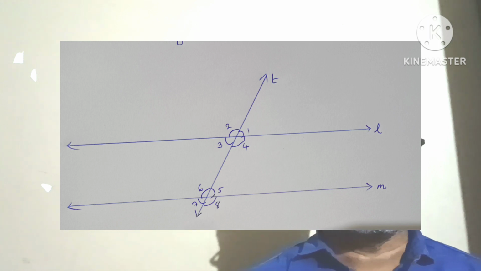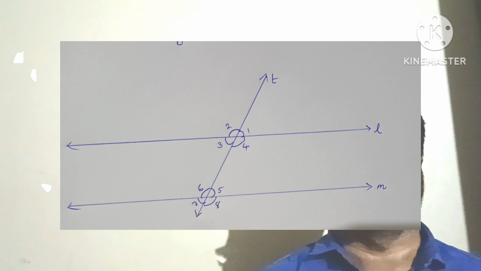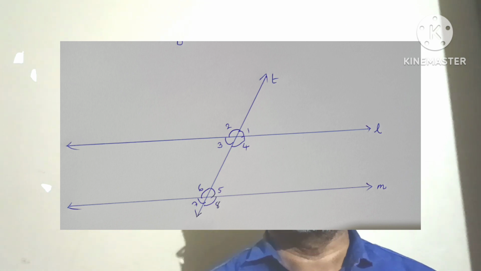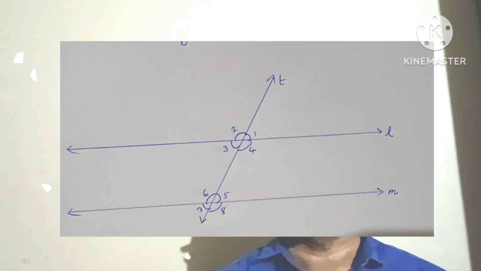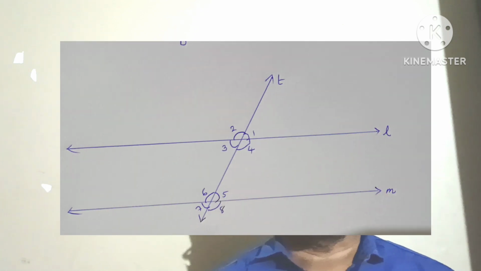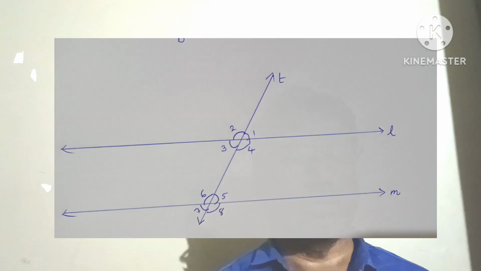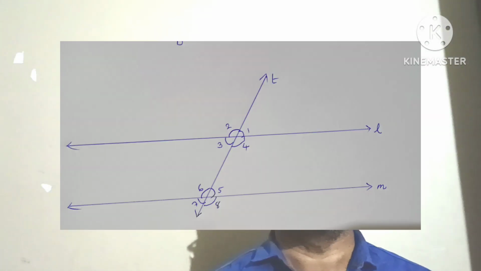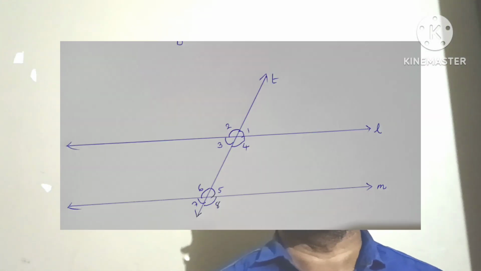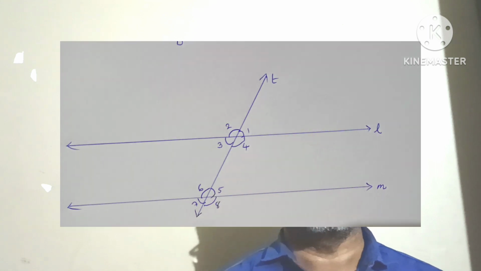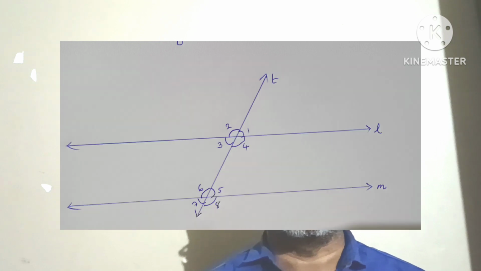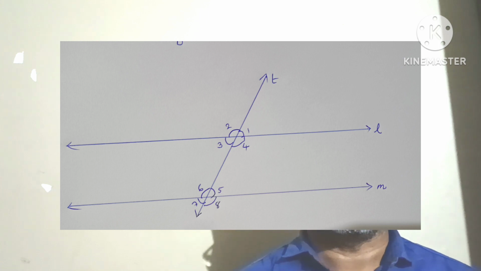Angle 1 and angle 5, you observe carefully, they are in the same position. Angle 1 is upside of the line L, angle 5 is also upside of the line M. Both are on the right side of the transversal. Similarly, angles which are in the same position are known as corresponding angles. Here angle 1 and angle 5, another one angle 2 and angle 6, then angle 3 and angle 7, angle 4 and angle 8. These are all corresponding angles.